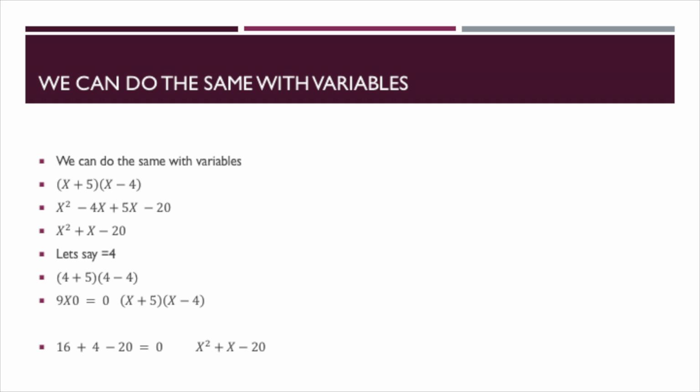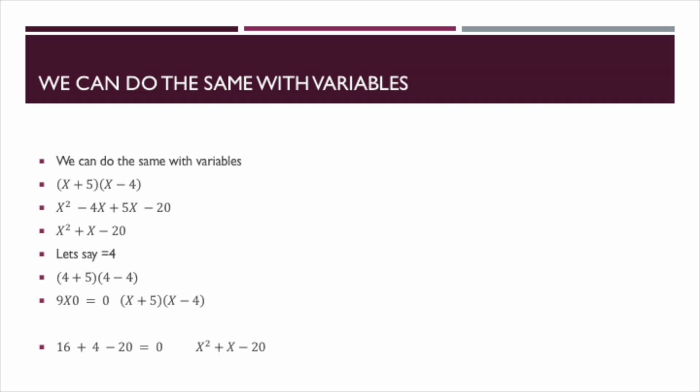Well, the reason is because we can do the same thing with variables. Take (x plus 5) times (x minus 4). Well, we take x times x plus x times negative 4 plus 5 times x plus 5 times negative 4, and we get x squared minus 4x plus 5x minus 20, and that's x squared plus x minus 20.